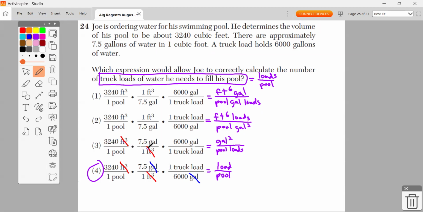So we can cross off cubic feet and cubic feet, cubic feet and cubic feet, gallons and gallons. Go across the top, go across the bottom. So numerator, numerator, numerator, we end up with feet to the 6th power gallons over pool gallon loads. What we really want here is the number of truckloads of water to fill the pool. So loads per pool. That's what we really want. Loads on the top, pools on the bottom. So when we do number 4, we end up with loads on the top and pools on the bottom. These other ones don't make any sense.